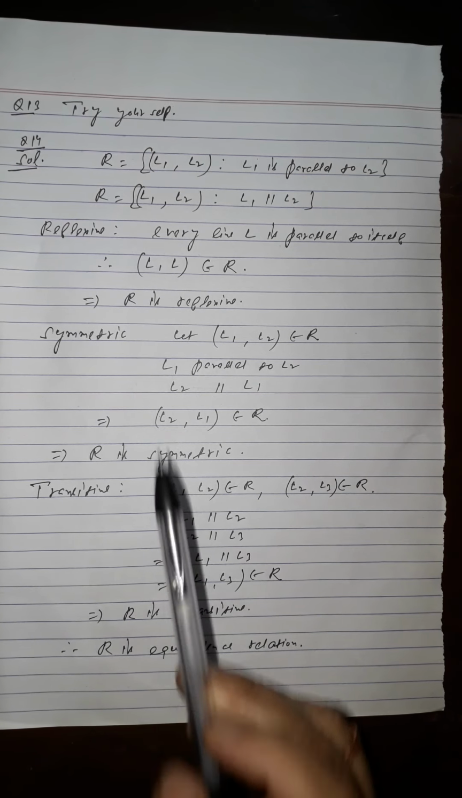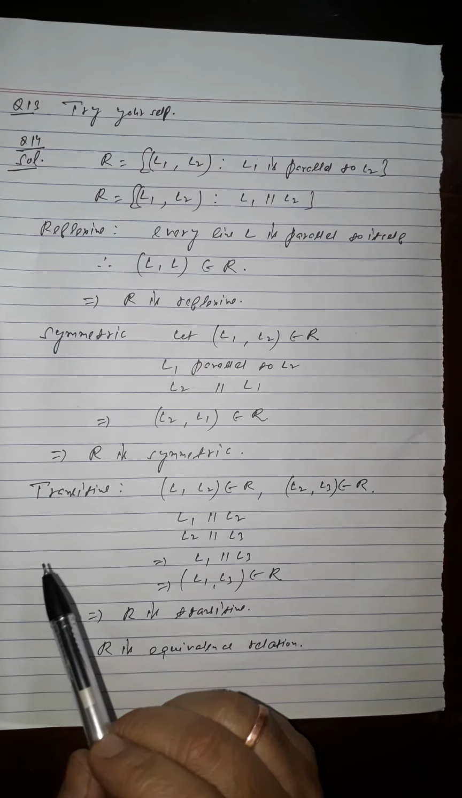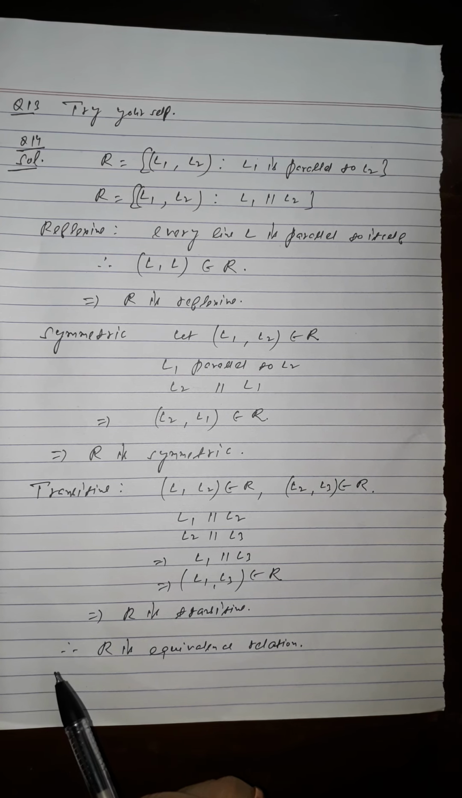See question number 13 students. So try to solve this question yourself. Let us come to question number 14. L is the set of all lines in the xy plane and R is the relation on L defined as R is equal to (L1, L2) where L1 is parallel to L2, then show that the relation is an equivalence.